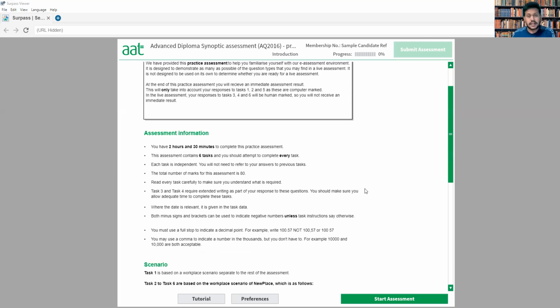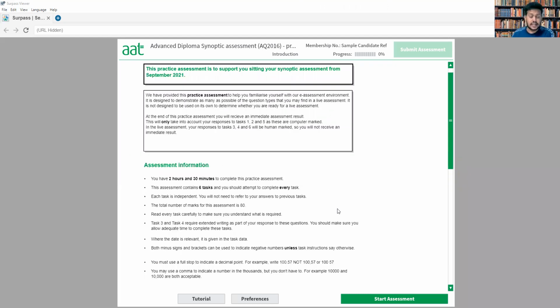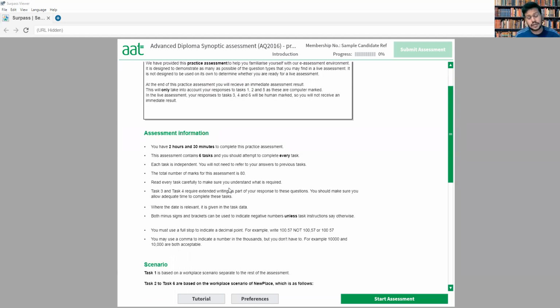When you start the exam, they will give you some information. That's just the basic information, so you really don't have to read it on the exam day, because it will be the same thing. There's no point reading this during the exam time. When you practice from the AAT website, you will be able to see the same information.